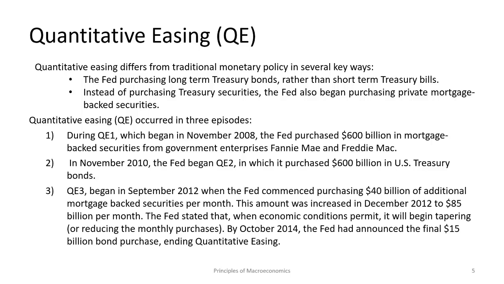And finally, QE3, which was offered in 2012, when the Fed commenced purchasing $40 billion of additional mortgage-backed securities per month. This amount was increased in December 2012 to $85 billion per month. The Fed stated that when economic conditions permit, it will taper or reduce monthly purchases. By October 2014, the Fed announced the final 15 billion bond purchase, which led to the ending of quantitative easing. Now, quantitative easing is not something called traditional monetary policy.